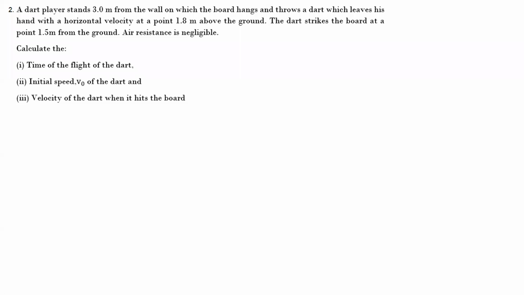A dart player stands 3 meters from the wall on which the board hangs and throws a dart which leaves his hand with horizontal velocity at a point 1.8 meters above the ground. So you can see clearly a person is throwing a dart 1.8 meters above the ground horizontally.